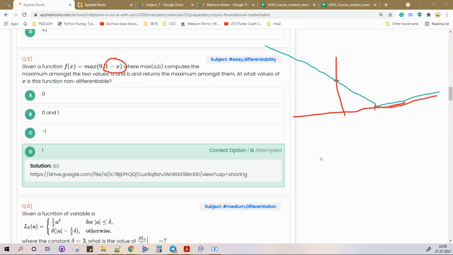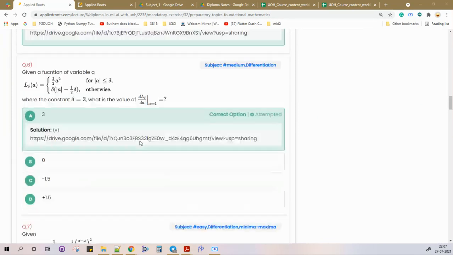This is hinge loss. Thanks for confirmation. Where would this function be non-differentiable? At this point, because the function changes shape suddenly, abruptly, and you cannot draw one tangent here, you can draw many tangents. Geometrically, you can draw a tangent like this or like this. That means it is not differentiable, correct? So at x equal to 1, it is not differentiable. The answer is D.